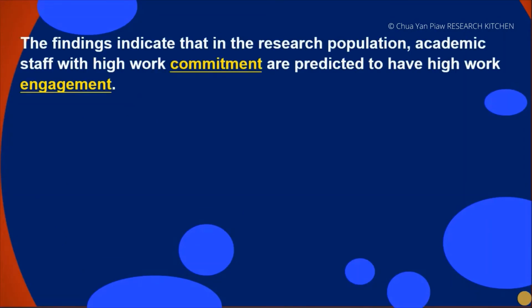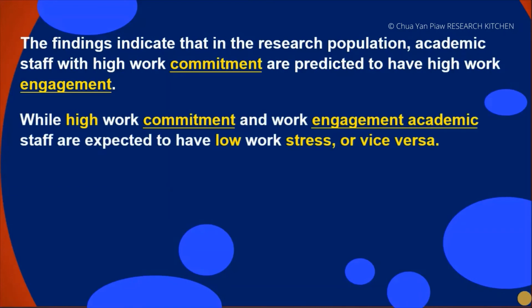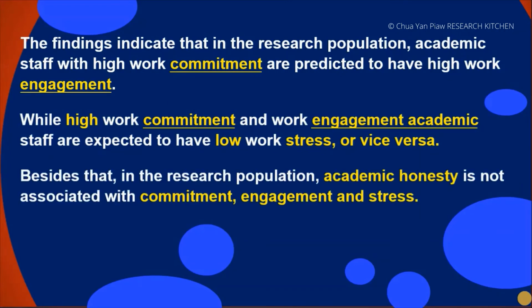The findings indicate that in the research populations, academic staff with high work commitment are predicted to have high work engagement, while academic staff with high work commitment and work engagement are expected to have low work stress or vice versa. Besides that, in the research population, academic honesty is not associated with commitment, engagement, and stress.